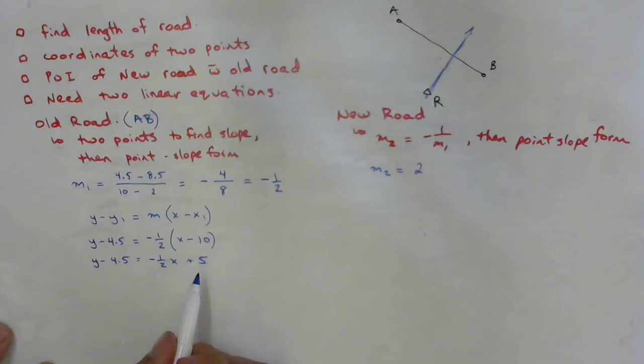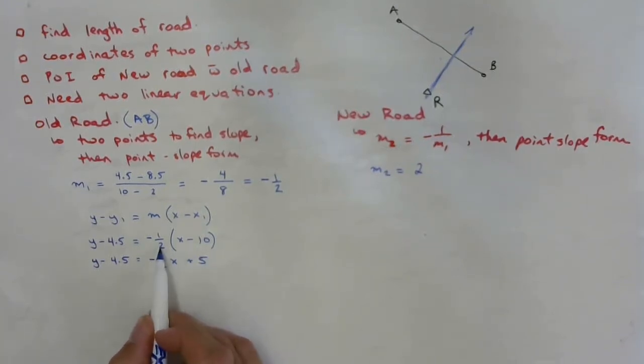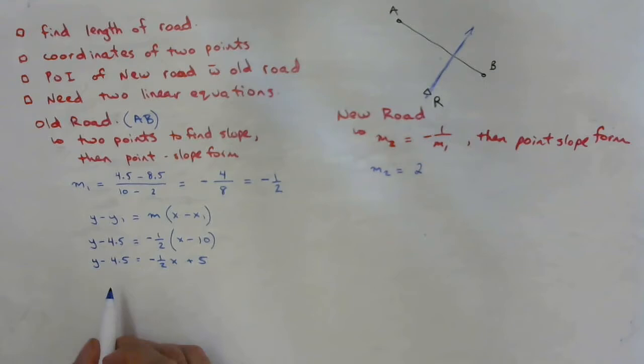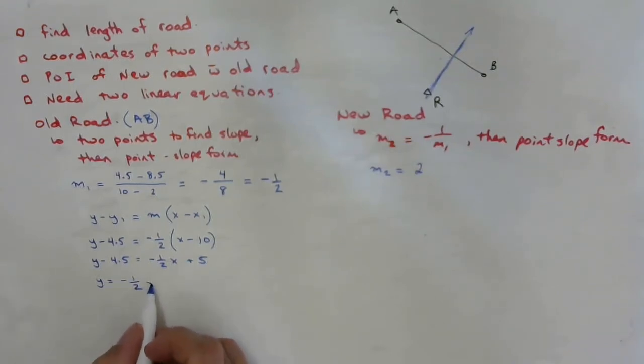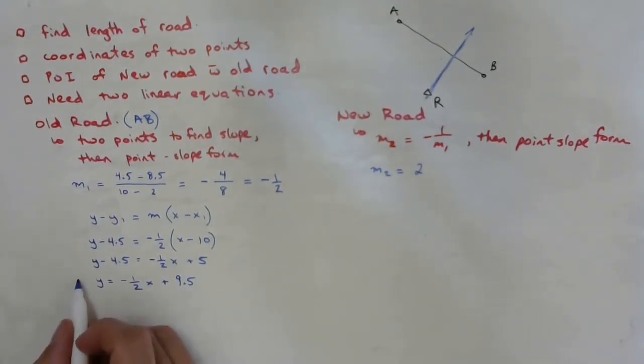If you're confused about how I did that, I have a negative times a negative, which is positive, and I have half of 10, which is 5. Okay, or 10 divided by 2 is 5. Now I'm going to add 4.5 to both sides. Y equals negative 1/2 x plus 9.5. Okay, I'm going to call that equation 1.